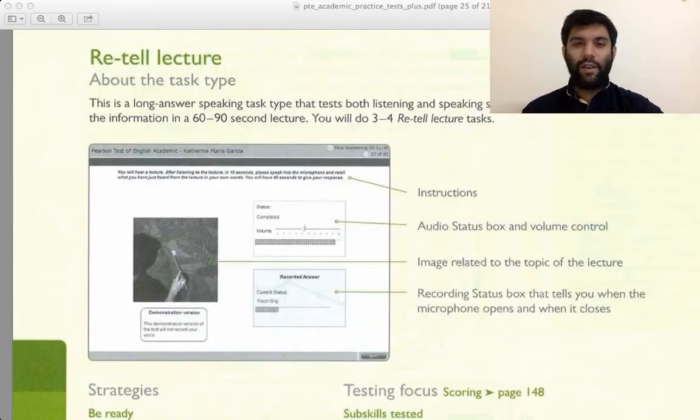Hi friends, in the last video we talked about describe image. In this video we will talk about Retell lecture. Now before we talk about Retell lecture, I would like to brush up the basic strategies of the speaking section.